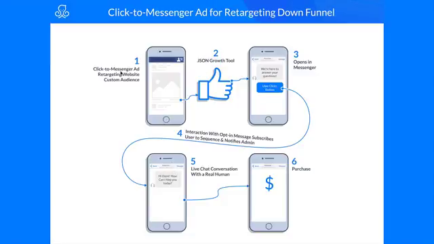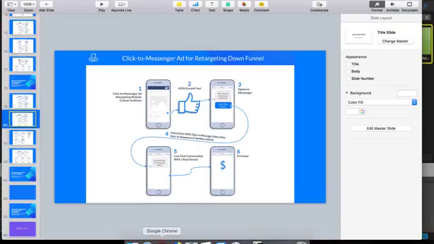So again, this is done through a click-to-messenger ad, retargeting people who land on a sales page but don't buy. You'll connect that with JSON. This will open in Messenger, saying that you're here to answer questions. And let me show you guys what this looks like really quick.